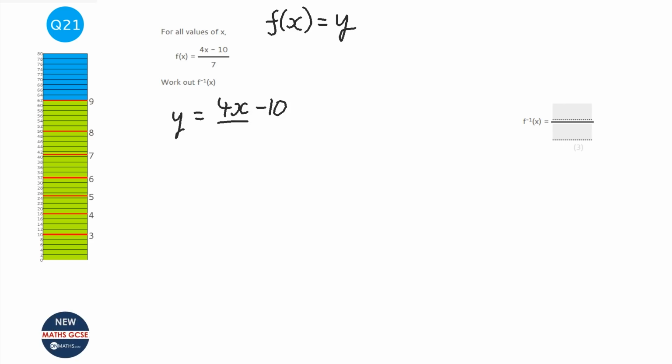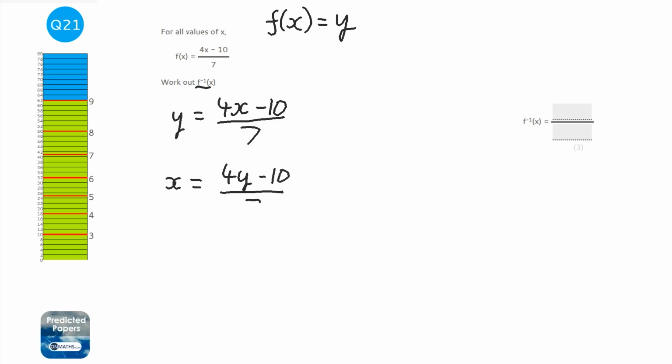There are a few different methods to answer this question, but I prefer the method where we just replace f of x with y because it becomes a lot easier. So I'm just going to write out the same equation. Now, when you want to find the inverse of the function, all you do is swap the y and the x around. So we're going to have x equals 4y minus 10 over 7. And then all we need to do is get it so we've got y equals.